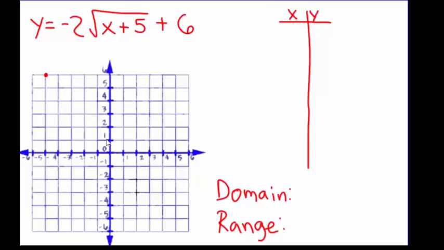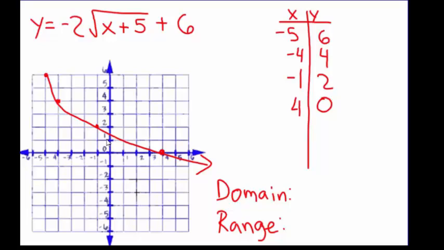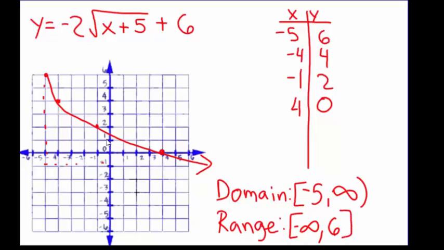Okay, let's take a look at a problem where we just put everything together. So notice we got to go back 5, up 6, we're flipping it over and stretching it by a factor of 2. So we go over 1 down 2, over 4 down 4, over 9 down 6. And then we can write down our table if we need a table. And our domain, notice we start at -5 and go forward forever, so -5 to infinity. In our range we have a high point, so we're going to go down to -infinity up to 6, including 6.